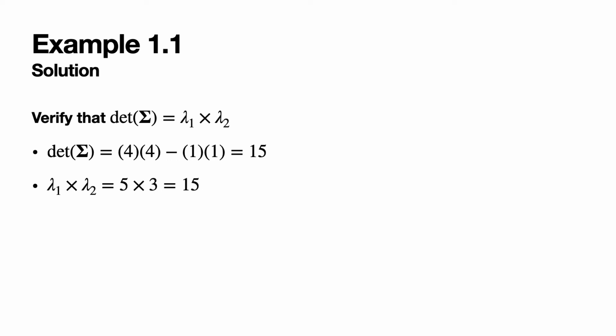Next, we want to verify that the determinant of cap sigma is equal to the product of the characteristic roots. Now you'll recall that the determinant of a 2 by 2 matrix is equal to the product of the diagonal elements minus the product of the off-diagonal elements. And so that would be, in this case, 4 times 4 minus 1 times 1, 16 minus 1, which is 15. The product of the characteristic roots is 5 times 3, which is also 15. And so again, we see that this property holds for this example as well.